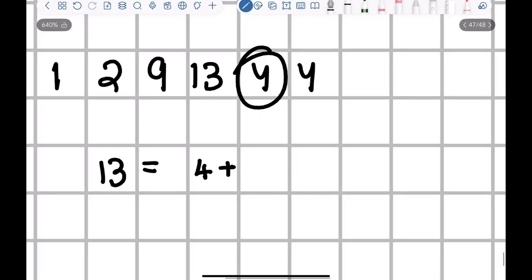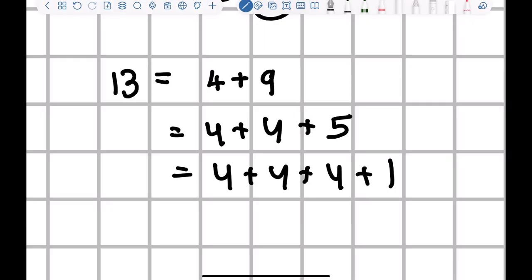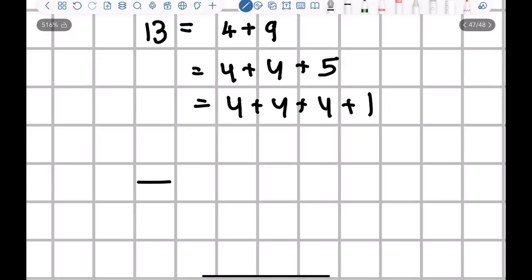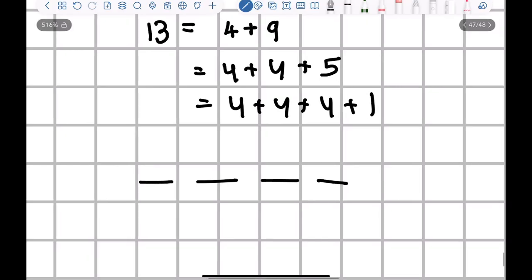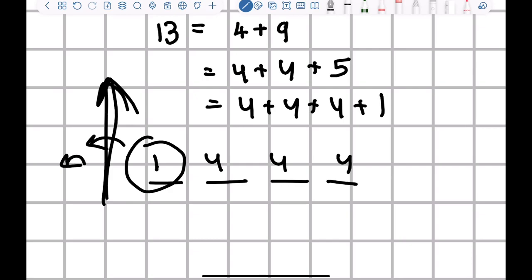4 plus 9, then we have 4 plus 4 plus 5, then we have 4 plus 4 plus 4 plus 1. We'll have that. So again, if I am saying I have 4 placeholders, I have 1, 4, 4, 4 here. This would be our previous element for the next one, right? So we need to maximize this, so that the next number does not break down more.